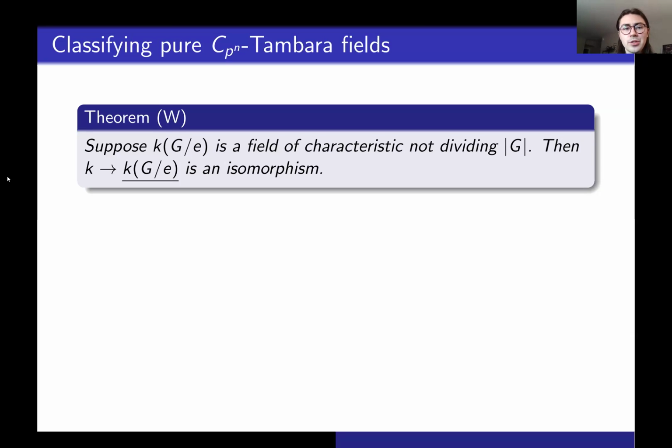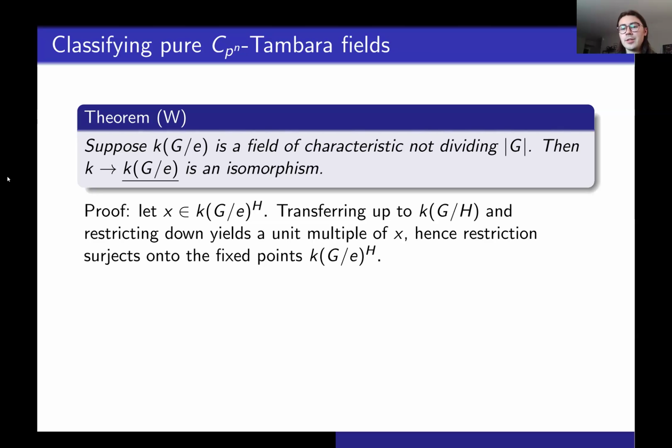Okay, so towards classifying CP to the n Tambara fields, the first thing to note is that if you have a pure G Tambara field, and the characteristic of the G mod E level doesn't divide the order of the group, then it has to be a fixed point Tambara field, which is like an enormous amount of structure that's forced. This classifies most Tambara fields right off the bat, and in particular for CP to the n Tambara fields, this will give us a complete classification except when the characteristic is P.